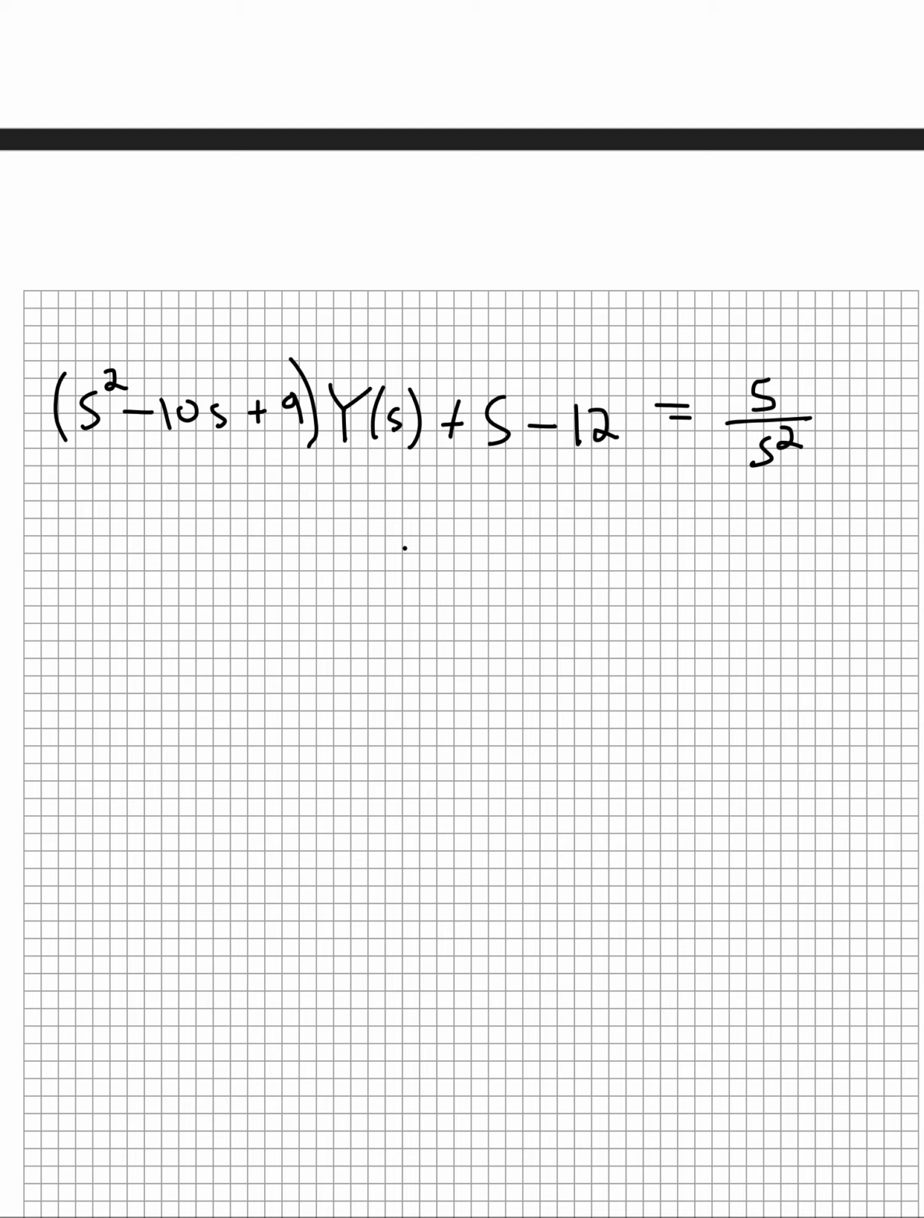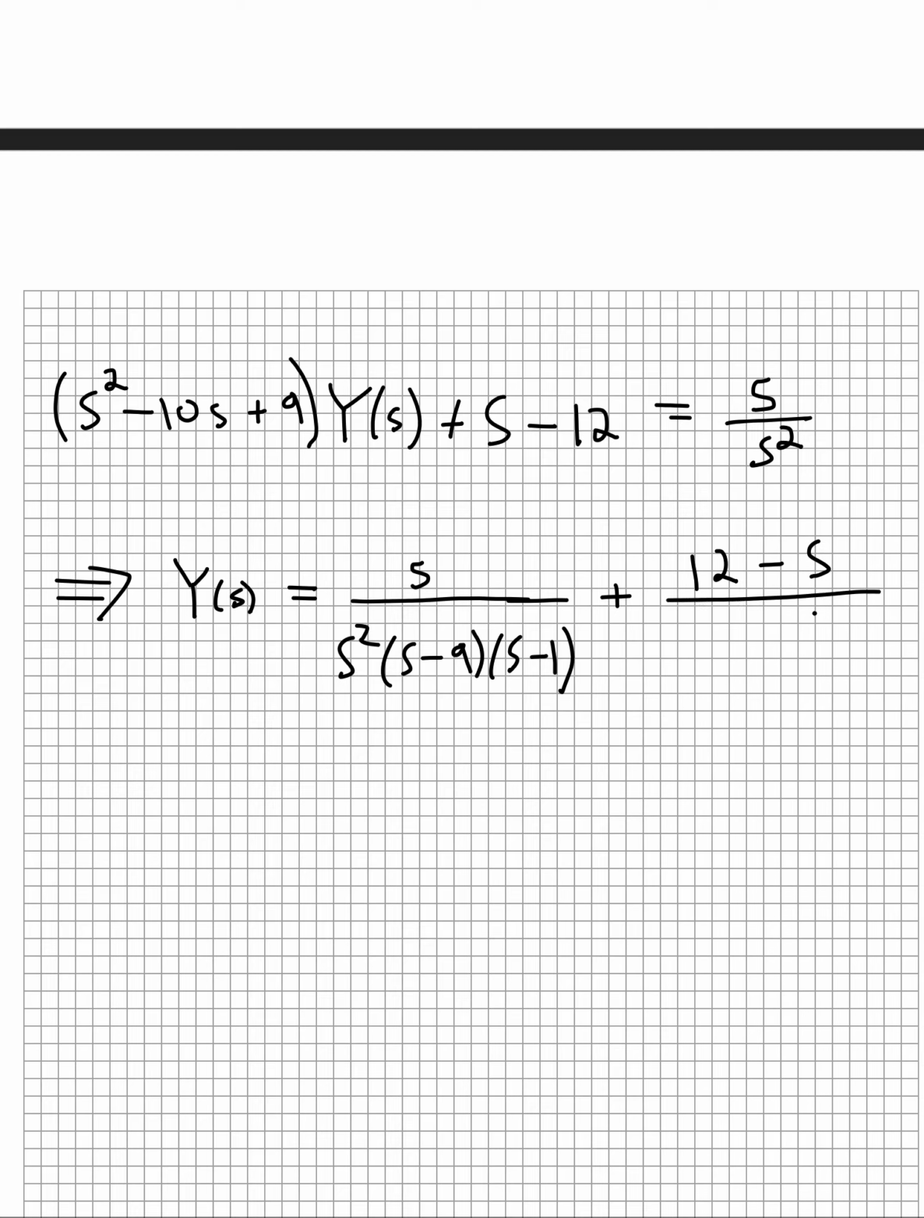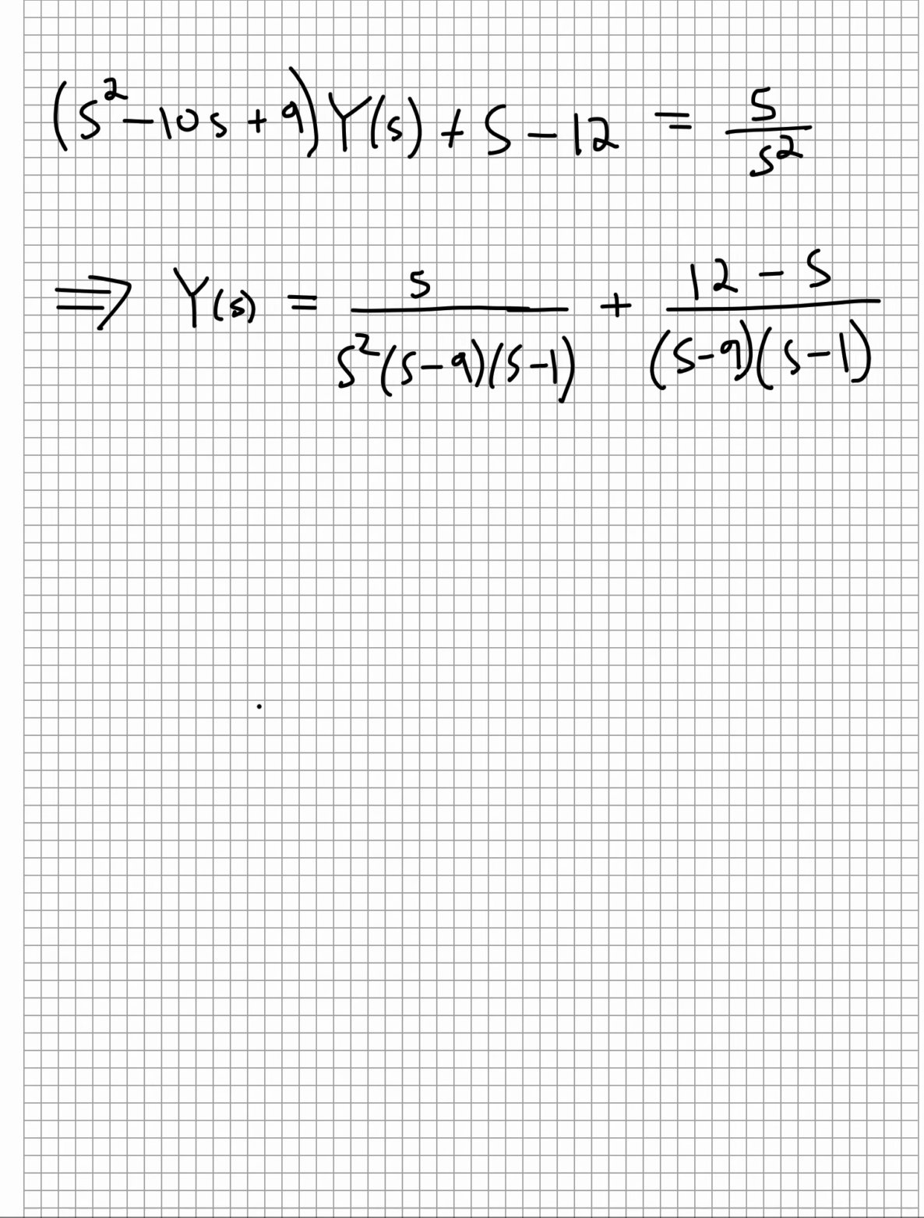So now that we have this in place, we solve for Y of s. So this implies that capital Y of s is going to be set equal to the following. It's going to be 5 all divided by s squared times (s minus 9) times (s minus 1), plus (12 minus s) all divided by, again, (s minus 9) multiplied by (s minus 1).